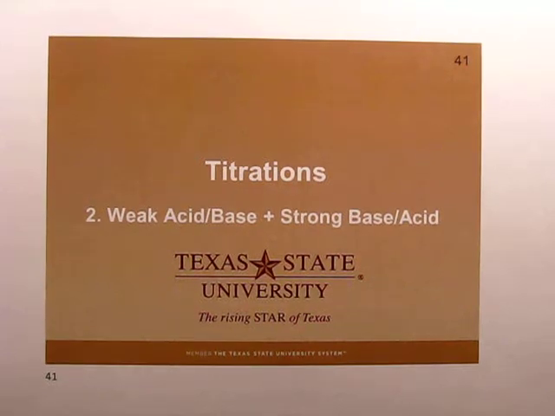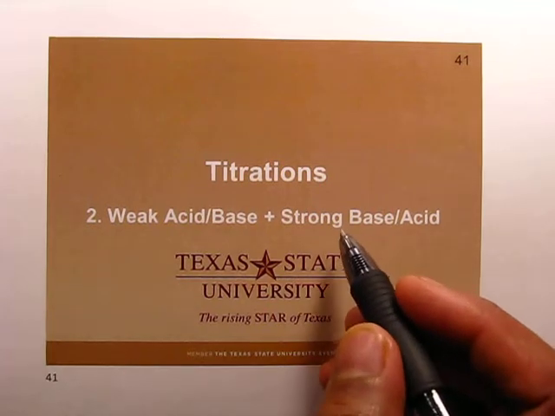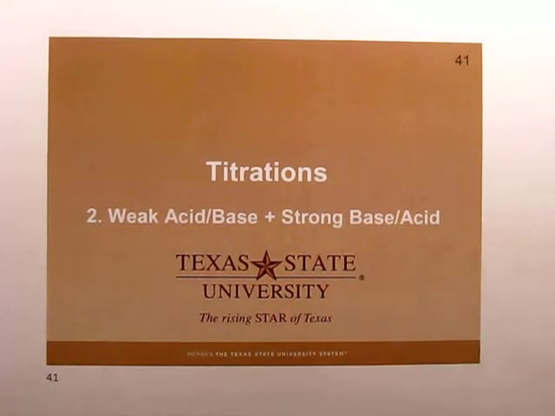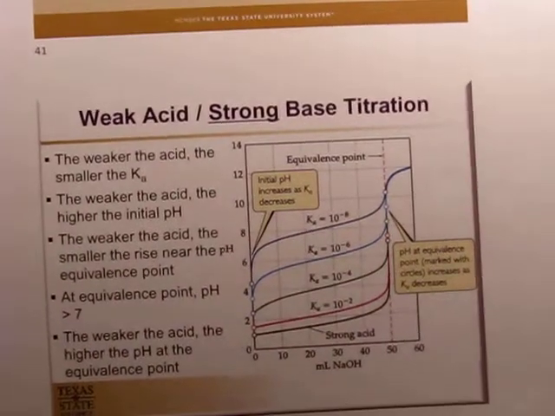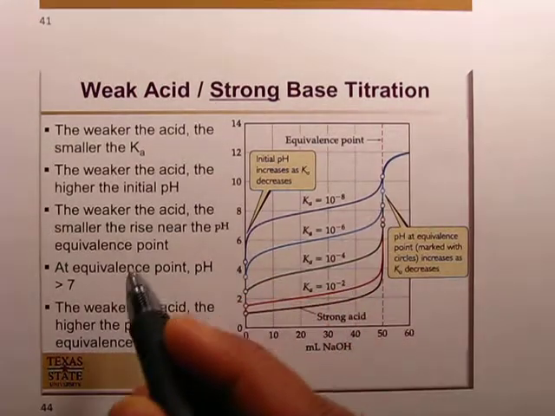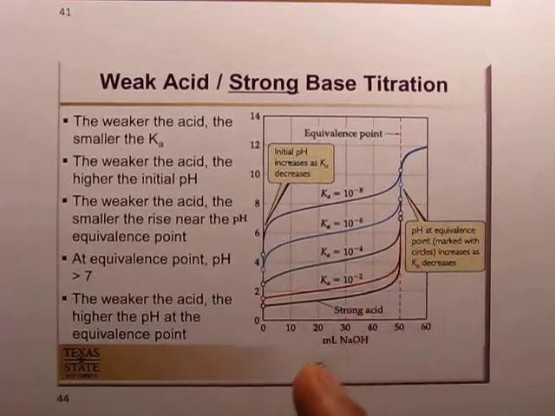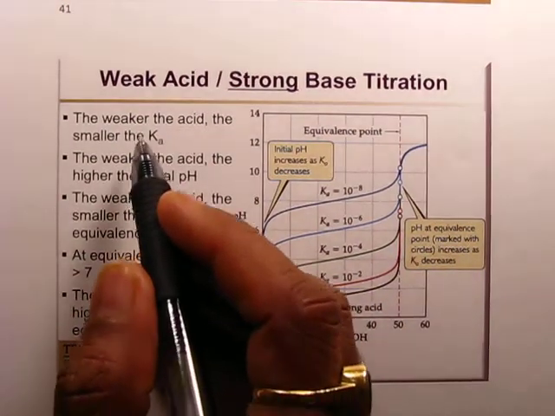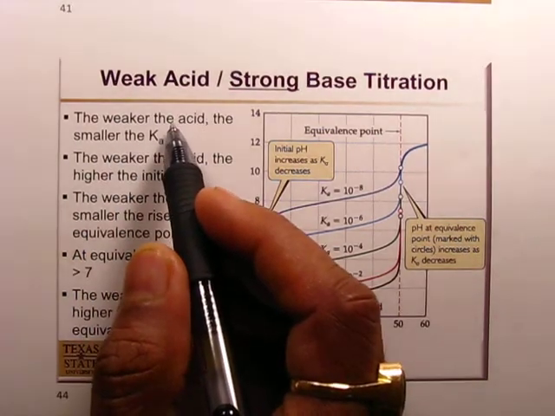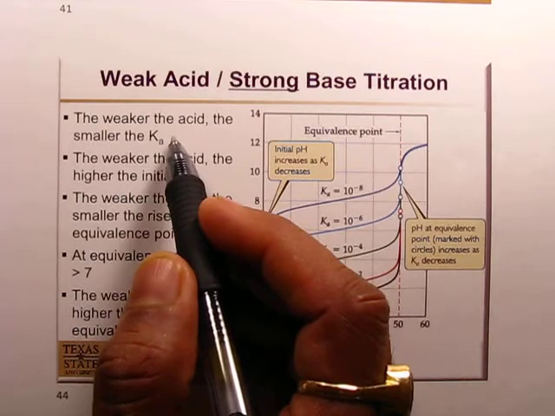Hello, in this video we will study weak acid and strong base titration. First, we will start with weak acid and strong base titration, and there are some important points to note down. Number 1, the weaker the acid, the smaller the Ka.